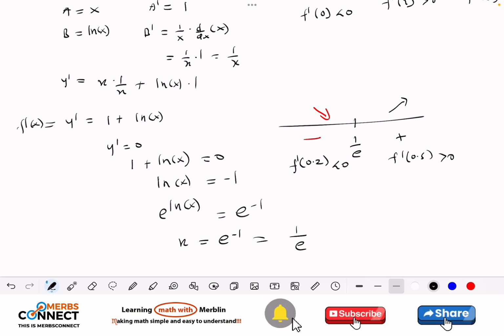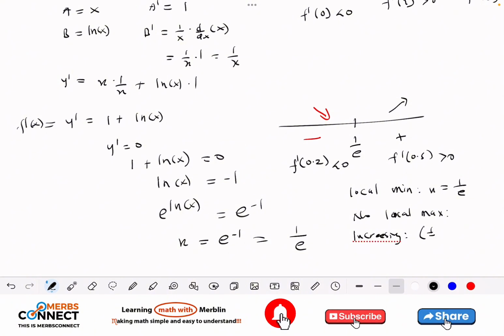So you can see that we have minus, positive. So that one is the local minimum. x is equal to 1 over e. No local max. And here we have increasing. For the increasing interval, we are going to have from 1 over e to positive infinity, and then the decreasing interval, we are going to have minus infinity up to 1 over e.